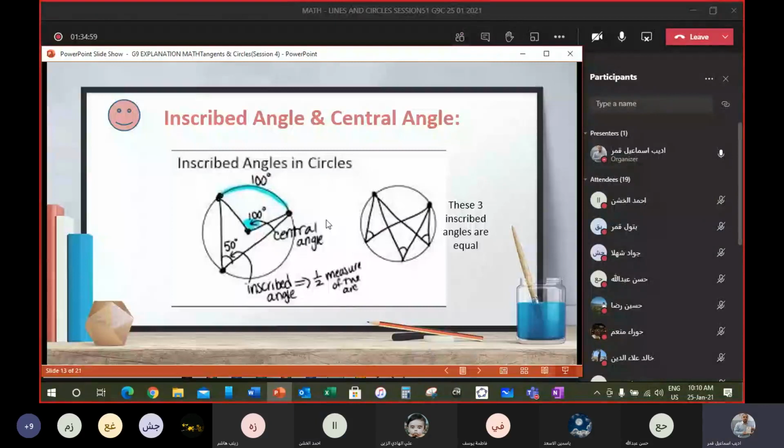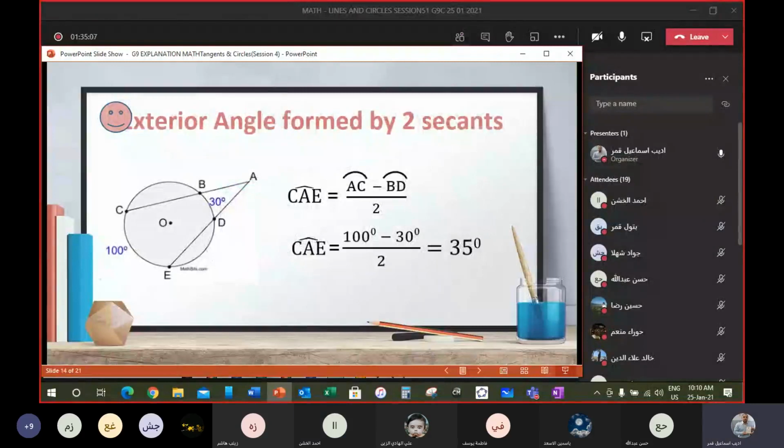Okay, we continue. We are revising the chapter of arcs and angles from grade 8. Exterior angle formed by two secants. Who can name the secants in this figure? CB and ED. CB and ED are two secants, or we say AC and AE, or we say AB and AD. Okay, two secants intersecting where? Outside the circle. Exterior angle, what does exterior angle mean? It means the angle outside the circle. But how is this angle formed? By the intersection of two secants.